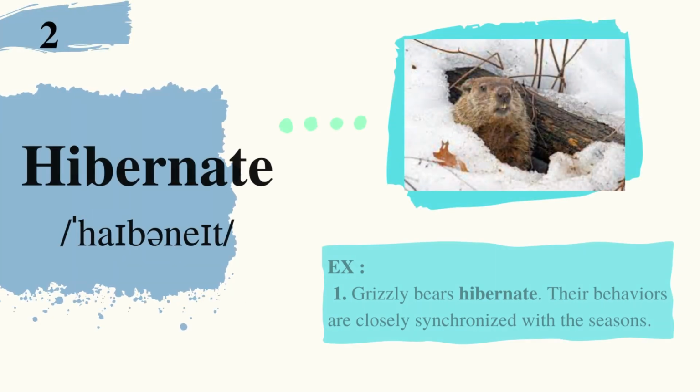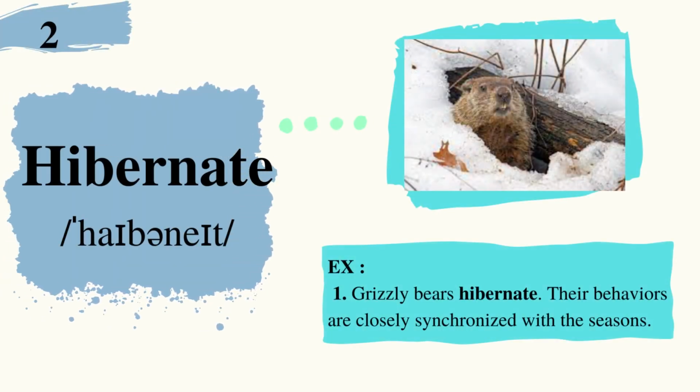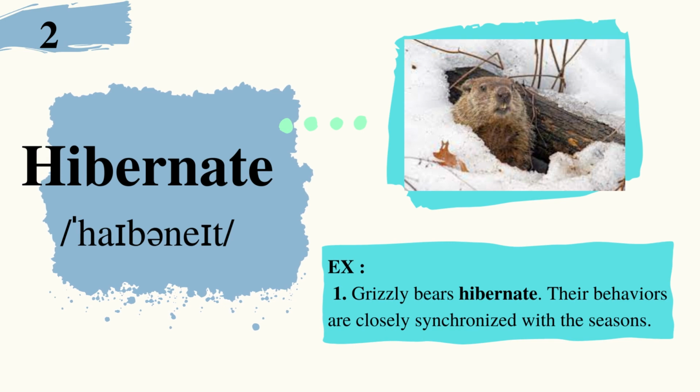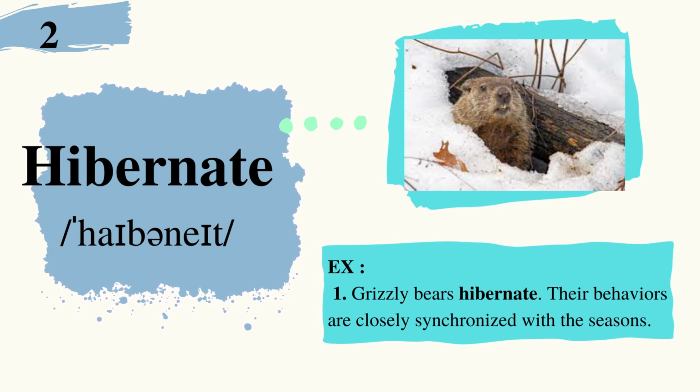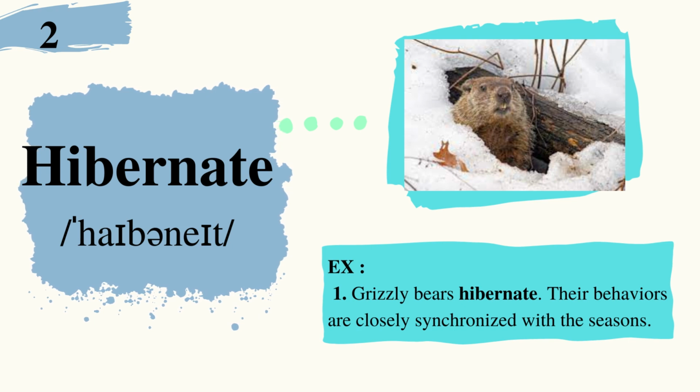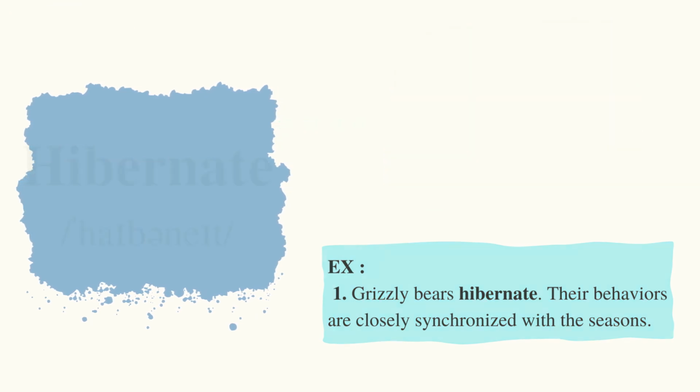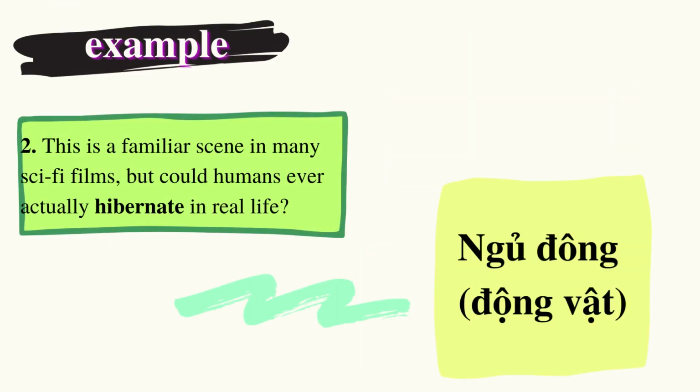2. Hibernate. Example. Grizzly bears hibernate. Their behaviors are closely synchronized with the seasons. This is a familiar scene in many sci-fi films, but could humans ever actually hibernate in real life?